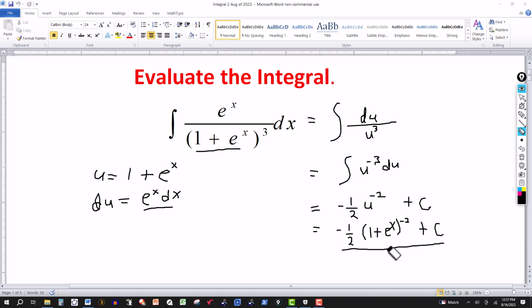If I take the derivative of this expression, I go negative 2 times negative 1/2 is 1. Subtract 1 from the exponent, that gives me a negative 3. And multiply by the derivative chain rule, derivative of 1 plus e to the x, that gives me e to the x. So if I compute the derivative of this expression right here, the derivative of a constant, of course, is 0. So take the derivative of this, it does give me the expression here, the integrand.